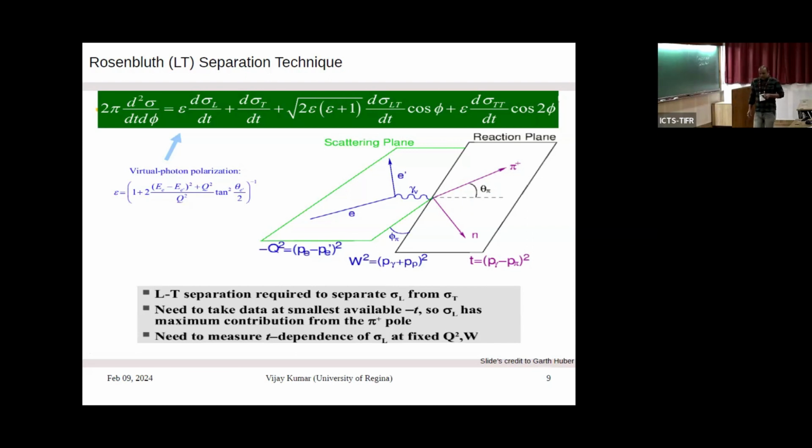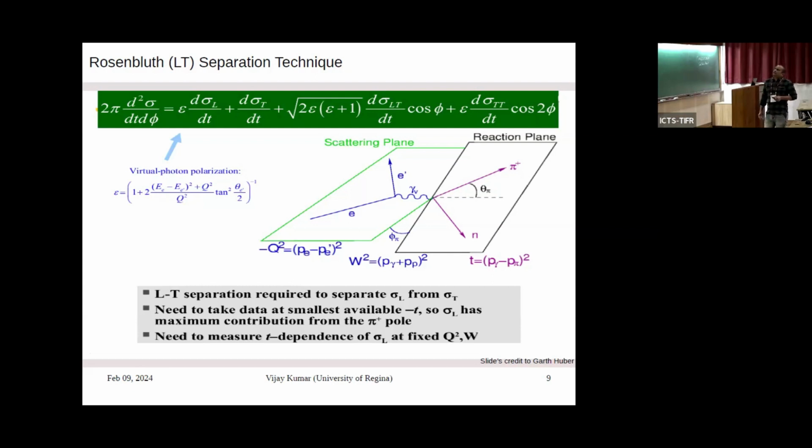Here is one technique called the Rosenbluth separation technique. If we have cross sections at least at two values of epsilon, which is the polarization of virtual photons, then from fitting this equation simultaneously to these two cross sections, we can separate the individual cross sections: these longitudinal and transverse, and these two interference cross sections, longitudinal-transverse and transverse-transverse.